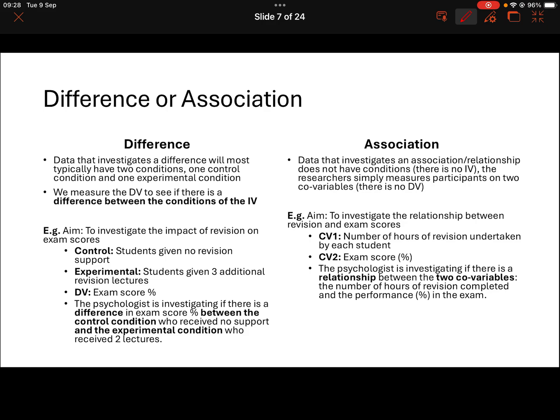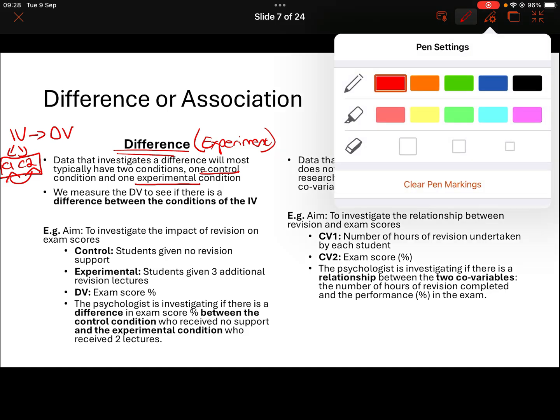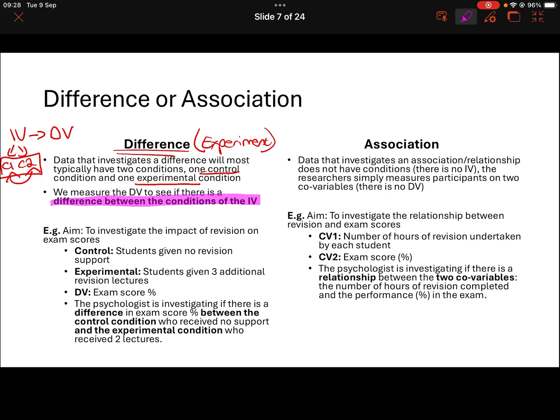So, a test of difference. This is what we see if we've conducted an experiment. In an experiment, we manipulate an IV to measure the effect on the DV, and we compare the difference between our conditions of the IV. Typically, that's a control and an experimental condition. There might be more experimental conditions, but typically in a basic experiment, we are looking at the difference between our control and our experimental conditions. So that is our understanding of what we mean by difference: the different conditions of the IV, control or experimental.